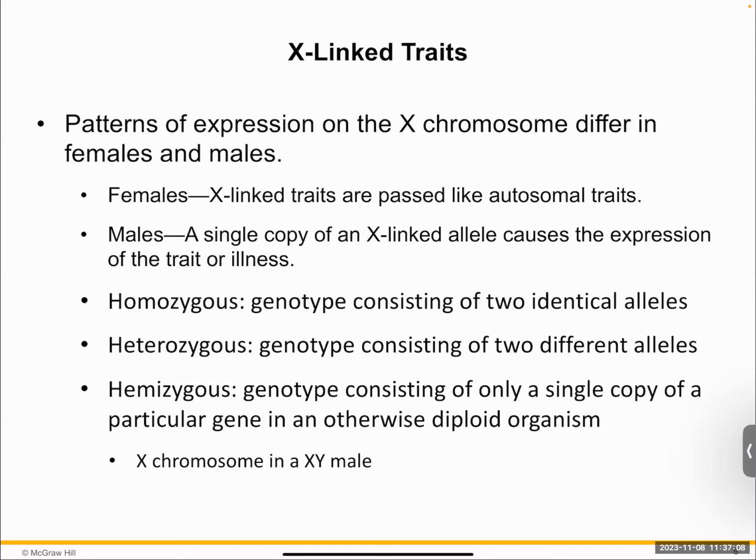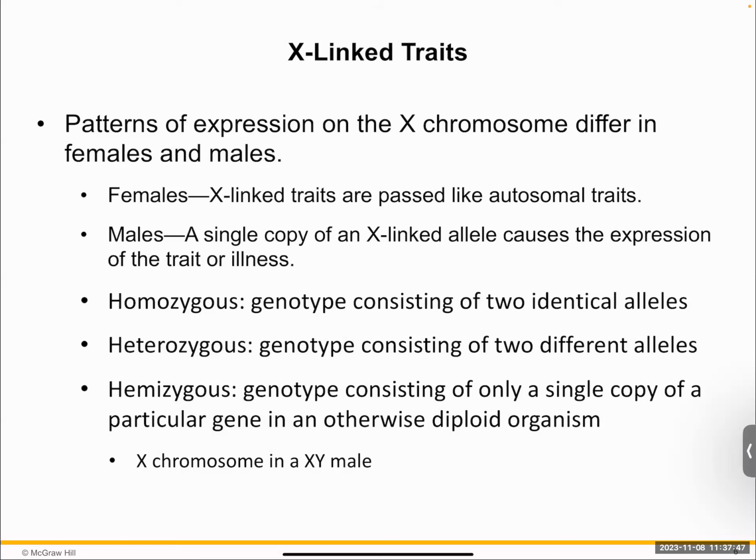Now, we are going to add another word to our vocabulary. We are familiar with the concept of homozygous versus heterozygous. Homozygous simply meant that the genotype has the same two identical alleles, versus heterozygous, which implied that the two alleles are different. Now, the new word is hemizygous. Hemizygous implies that the genotype consists of only a single copy of the particular gene. So for instance, in the male, you only have a single copy of the X chromosome and a single copy of the Y chromosome.